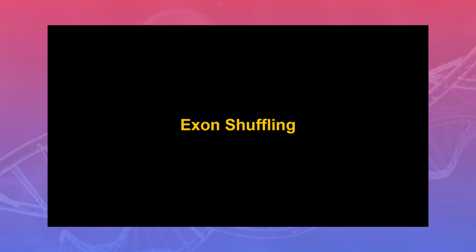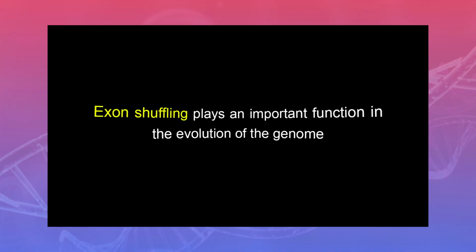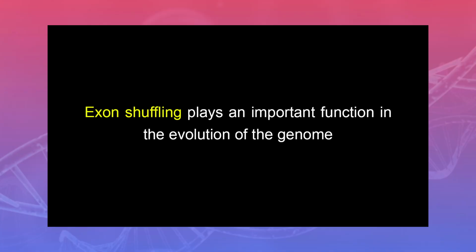Let's now discuss exon shuffling. During exon shuffling, two exons of two different genes come together to form a new exon, or repeat the same exon. This is the process by which new genes are created. This adds a new gene to the genome. This plays an important function in the evolution of the genome.